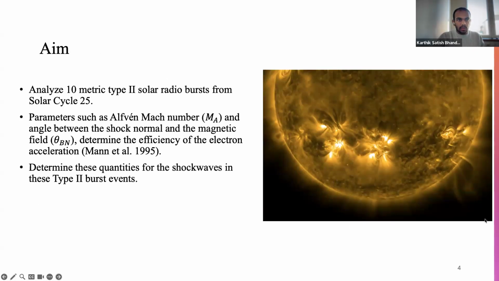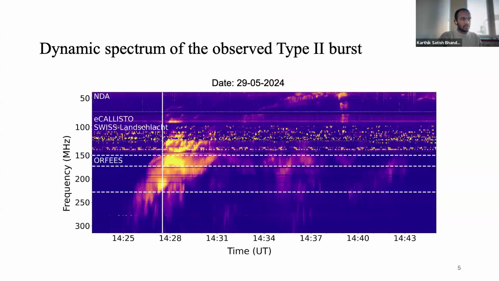So moving on, the aim of my study is to do analysis on multiple type 2 bursts and try to find some of the key parameters such as Alfvén Mach number and the angle between the shock normal and the magnetic field line. Both of these quantities are essential to determine the efficiency of electron acceleration. So our goal is to determine these quantities.